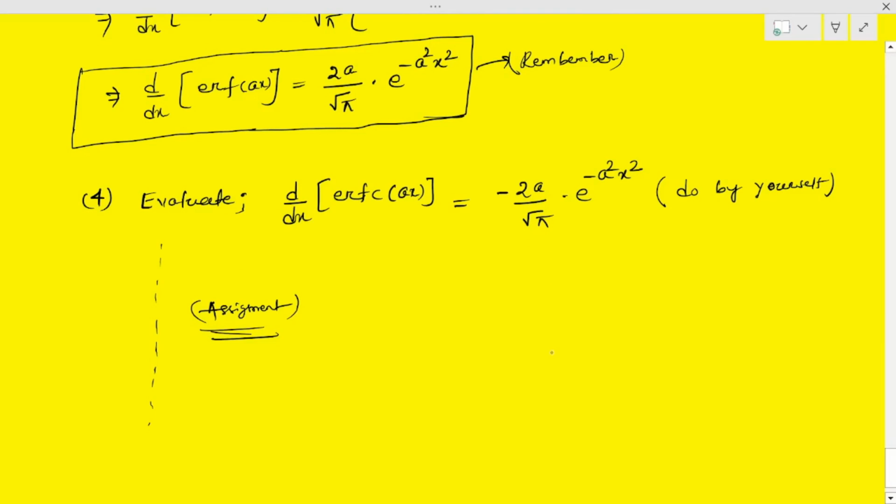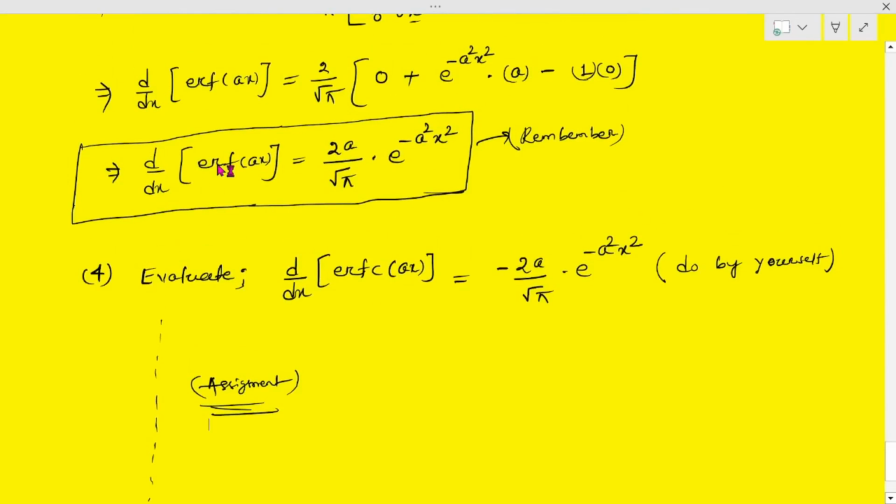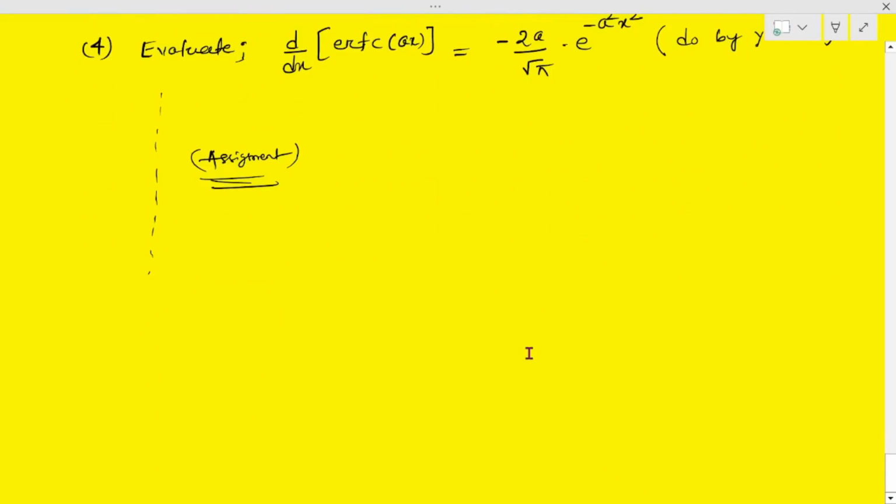The answer you can get only with a minus here. If I compare this question and this question, only the minus is the difference. Now we are going to go for our next question, question number 5.